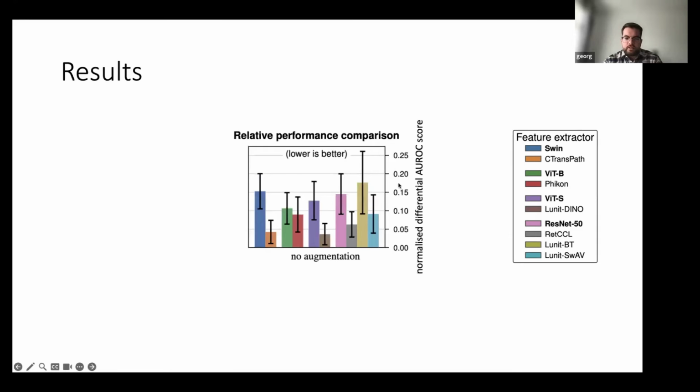This was all just a long, convoluted way to explain that a lower score is better, and it is a fair way, in our opinion, to compare the feature extractors' relative performance, accounting for the variability in the seeds.